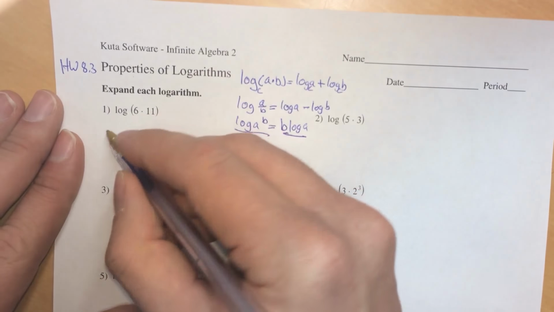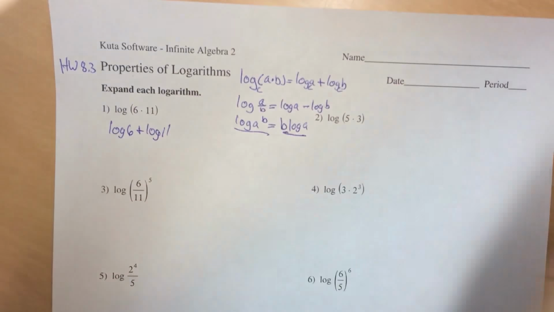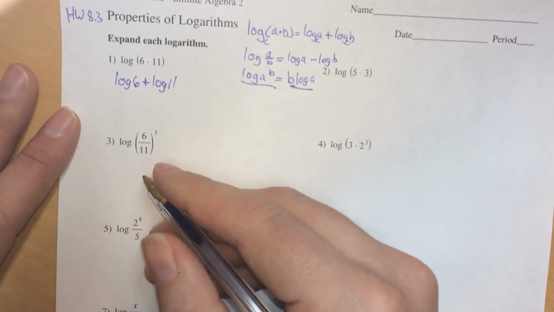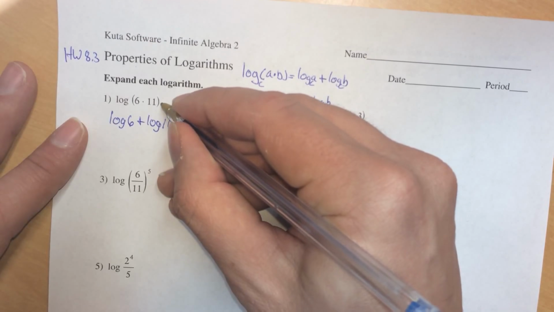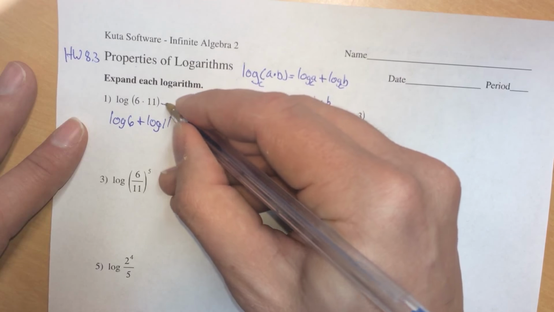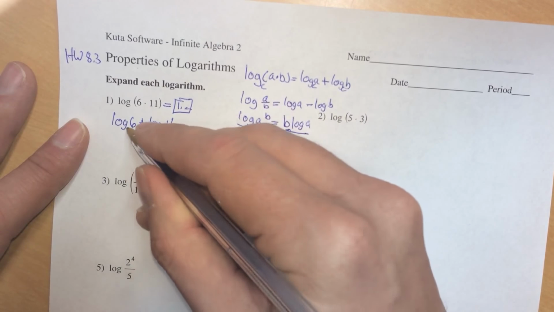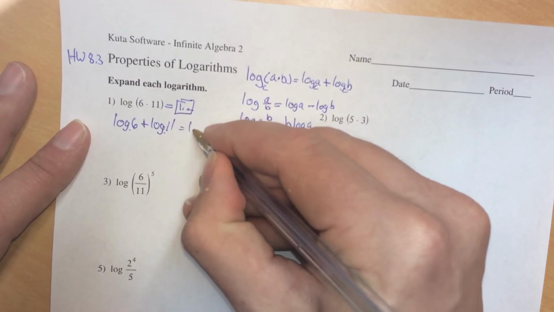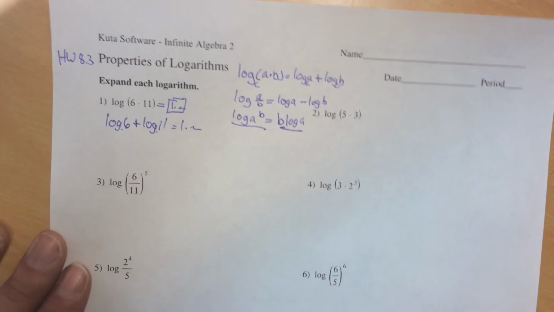Log of 6 times 11 is log of 6 plus log of 11. Great, easy. Okay. You can actually verify this in a calculator if you want to see if you're doing it right. Just type into your calculator log of 6 times 11 and it'll equal some number. I don't know, it's like 1 point something. And if you add these two together, you'll get that same 1 point something answer. All right. Let's look at some more complicated ones.